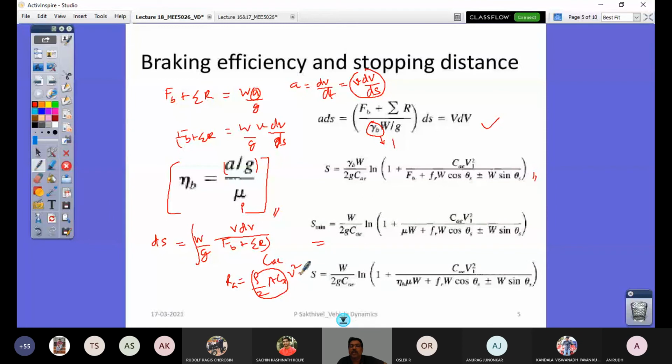So the log expression comes because the derivative of this is 2V dV. That's there here. So to manipulate that, you put a 2 here and a 2 in the denominator. That's why this factor of 2 comes. So put 2 here and take another 2 here.